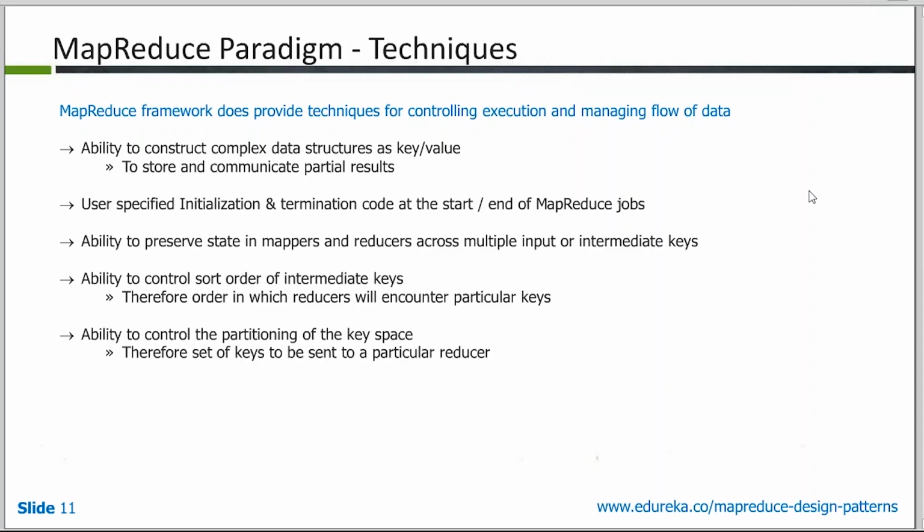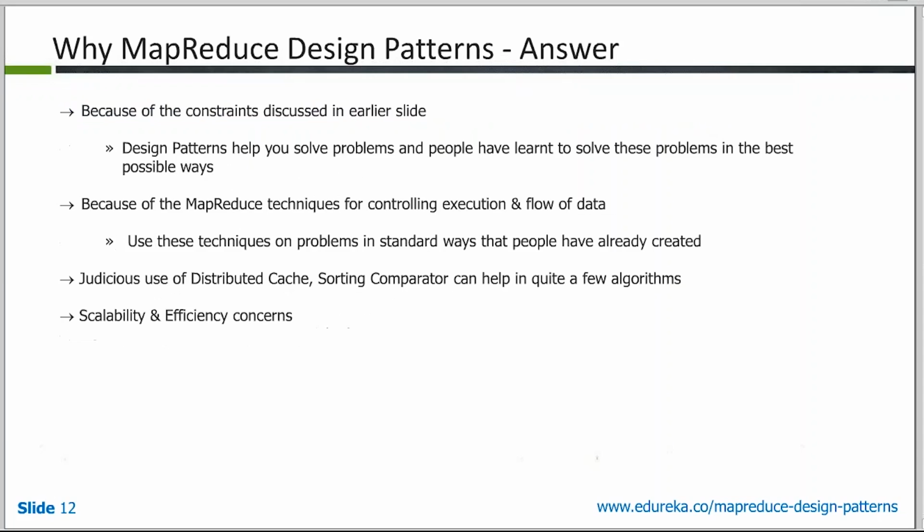Other things it provides are user-specified initialization and termination code at the start and the end of MapReduce jobs, and the ability to preserve state in mappers and reducers across multiple input or intermediate keys. These two are important things. There are times, and we'll see one of the examples in this lecture itself, where you want to have some data structures which need to be preserved across calls to mappers and reducers on different inputs. So this facility helps in some of the design patterns that you'll see.